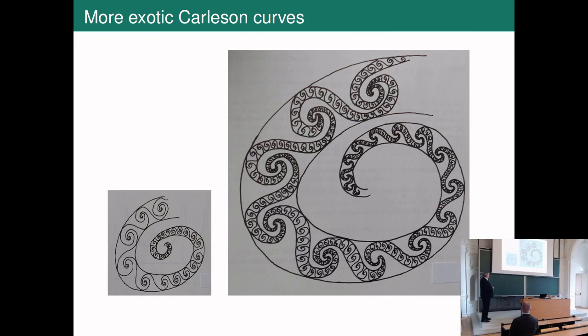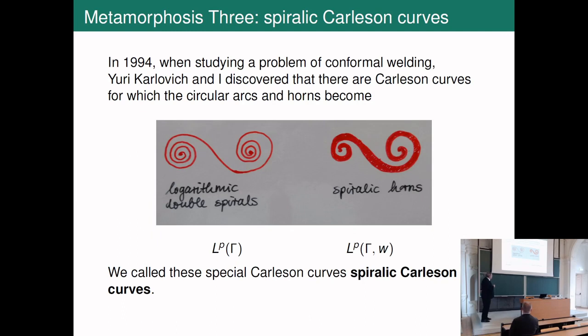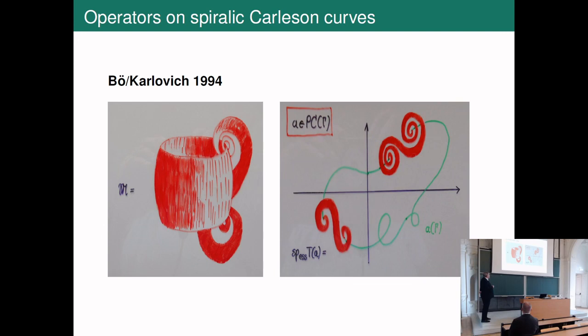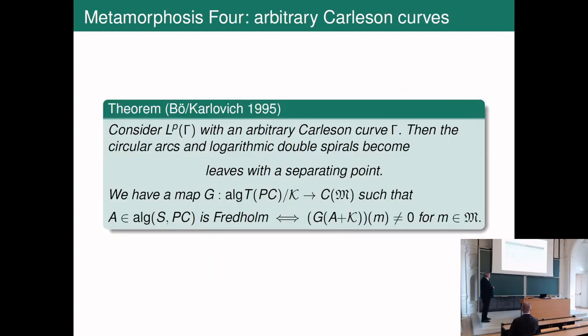What kind of curves may exist? Well, in 1994, we studied another problem. We did not consider such complicated curves like the one shown, but a simpler class of curves, and we observed that the circular arcs we had in that case become logarithmic double spirals, and the horns of Spitkovsky become spiralic horns. This was for certain special Carleson curves and not for general Carleson curves. That is, our result was that the maximal ideal space now becomes something like this. And geometrically, if we want to have the spectrum or the essential spectrum of a Toeplitz operator, instead of line segments, circular arcs or horns, we now have to fill in such things between the endpoints of the chunks.